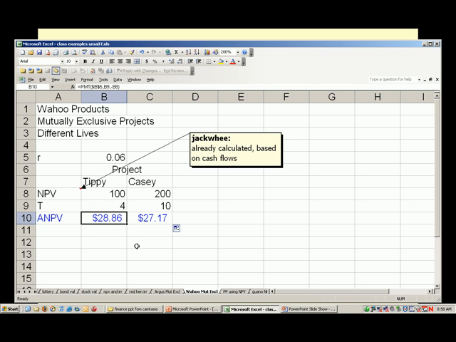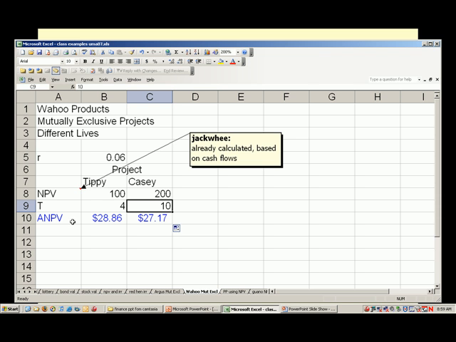Okay, now let's look at the interpretation of the annualized net present values for TIPI and Casey. The ANPV for TIPI is $28.86, which means that that project generates that amount of money, $28.86 per year for 4 years in present value terms. Casey generates $27.17 per year for 10 years in present value terms. So on a per year basis, TIPI is the preferred project because it generates more cash in present value terms per year than Casey.